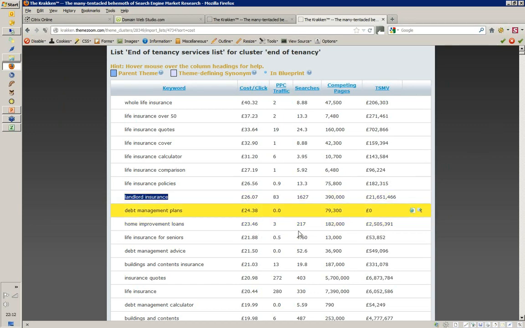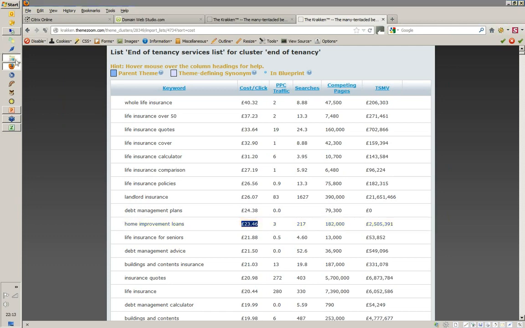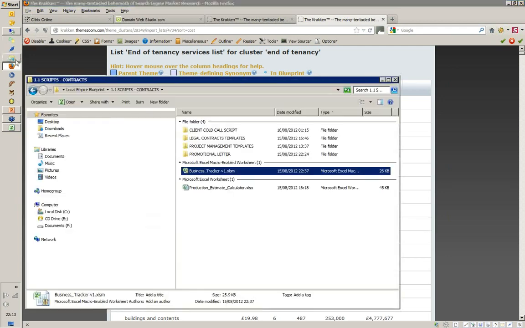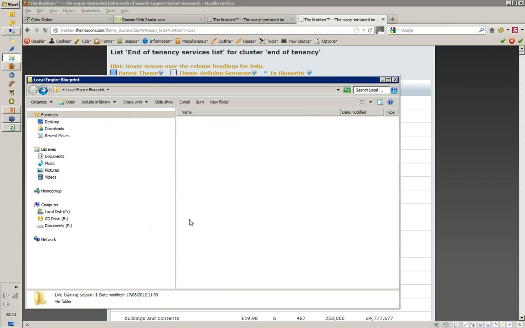As I go down, I'm not too worried. Home improvement loans, £23 a click. What we're doing is just looking at the money, and the reason I've done this list is to give you lots of different types of examples of things related to this specific sector. Because remember, we pulled this stuff out and we mapped it. I shouldn't just leave that picture open. I'm going to keep on referring back to it, so I apologize for jumping back.